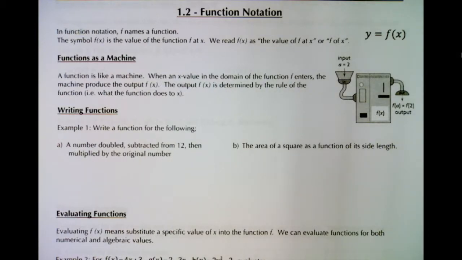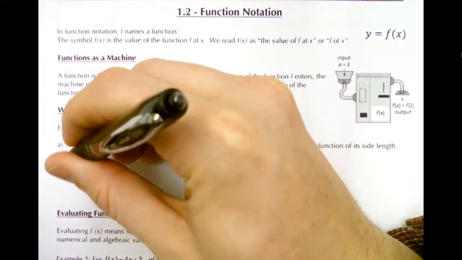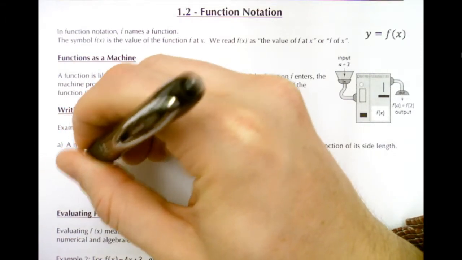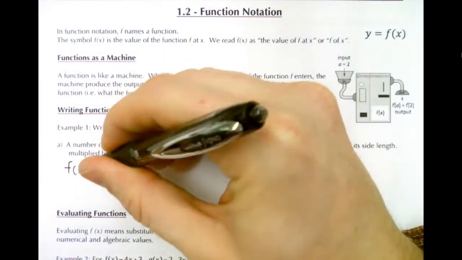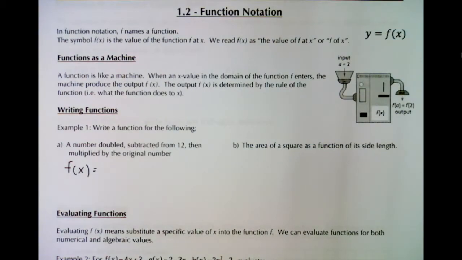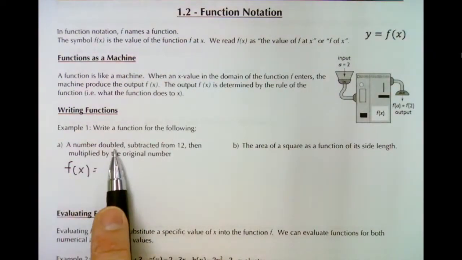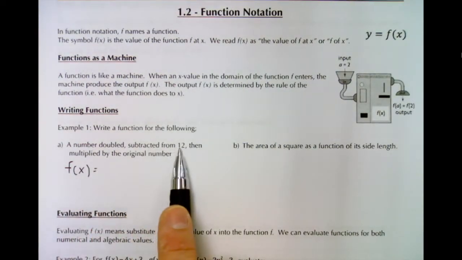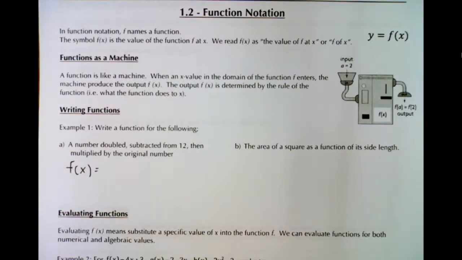Our first function, let's name it function f. This is function f, and it's a function of x. So here we go, let's see if we can come up with the function. A number doubled, subtracted from 12, then multiplied by the original number. So we need a letter to designate the number. Since this is a function of x, we're going to use x as our number.